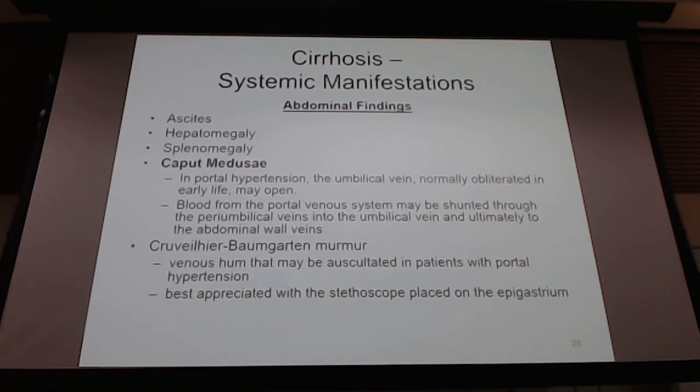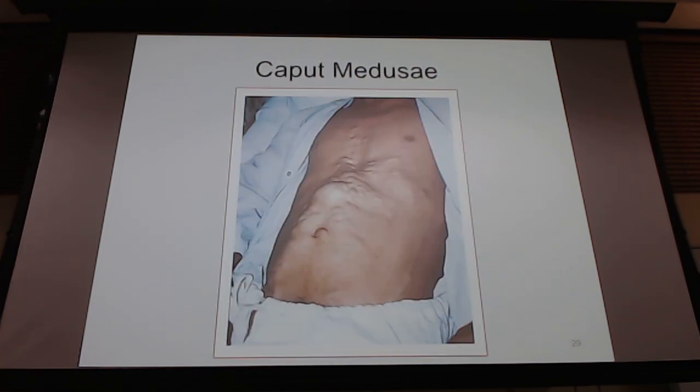So portal hypertension creates a venous hum because it's just getting turbulent as it's pushing the blood flow through there. So stethoscope placed on the epigastrium. So you should already see some ascites and potentially see this. That's what that looks like.